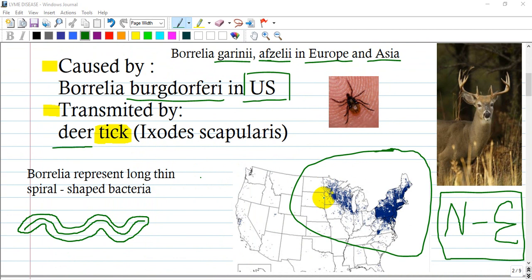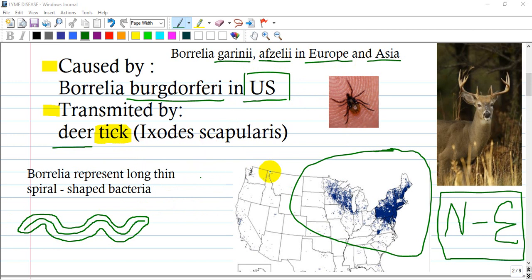So it is caused by Borrelia. In the US, the type is burgdorferi. In Europe or Asia, it can be garinii or afzelii. Borrelia is a spirochete and represents a long, thin, spiral-shaped bacteria. It is transmitted by Ixodes scapularis.